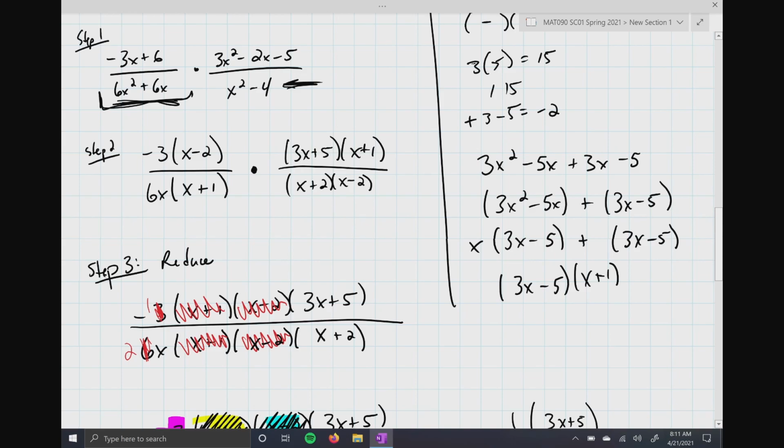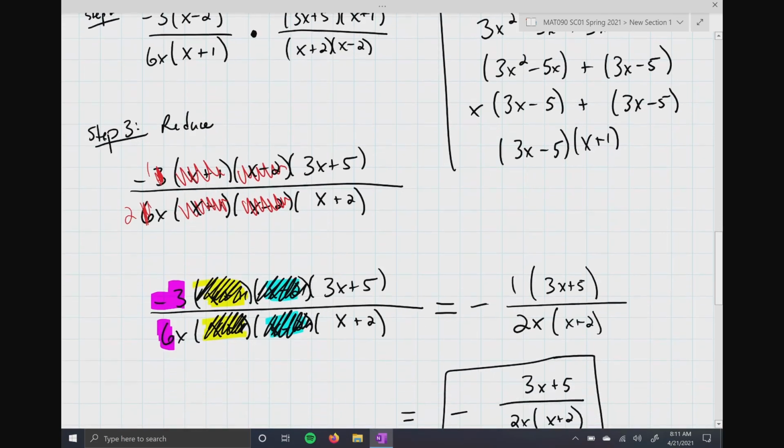And then once you're done dividing everything out, whatever is left over is going to be your answer. We have negative 1 times 3x plus 5, and then 2 times x plus 2. Or 2x, I'm sorry, I forgot the little x right there. And that's exactly what we have right here.